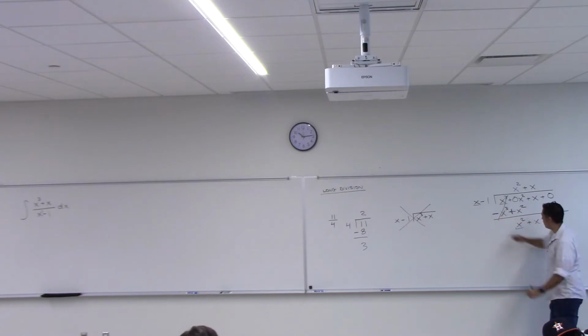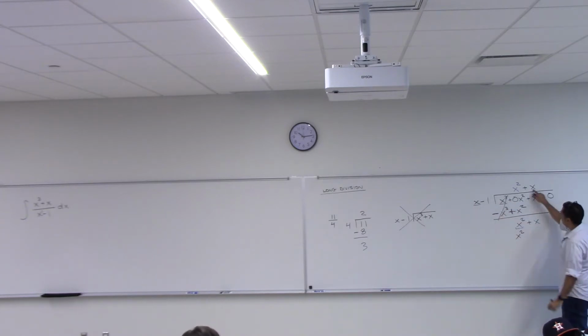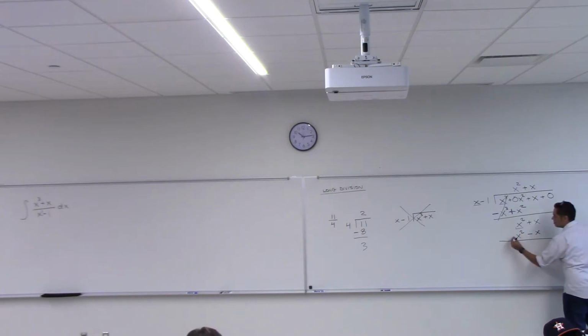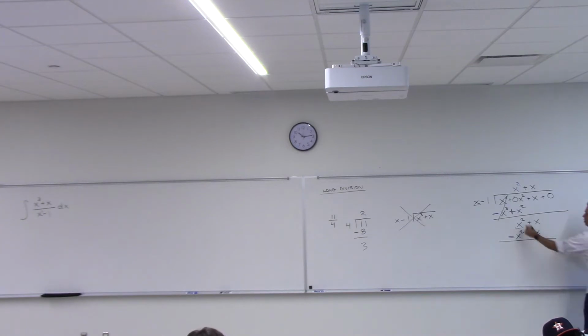So here to here is x squared. Here to here is minus x. But I need to flip the signs, right? So I need to come in here and change that to a minus, change that to a plus. Okay, these go away. How many x's do I have? 2.